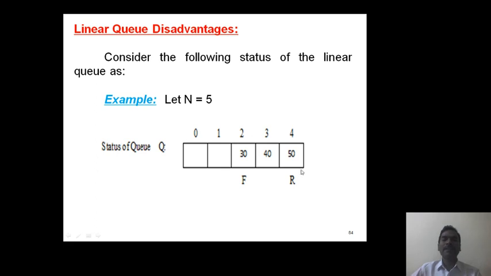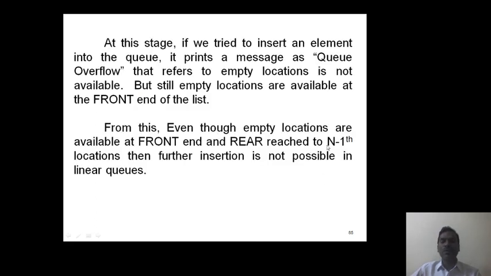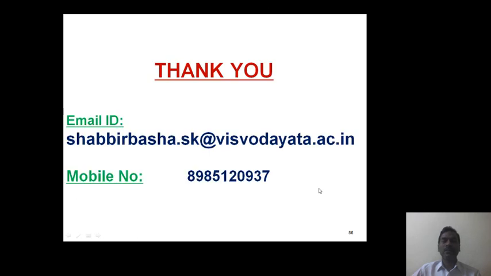So the main disadvantage of linear queue is: if R reaches the n-1th location, still empty locations are available at the front end of the list. Those locations are not possible to utilize in a linear queue. To overcome this disadvantage, we go for another type of queue known as circular queue. Thank you one and all.